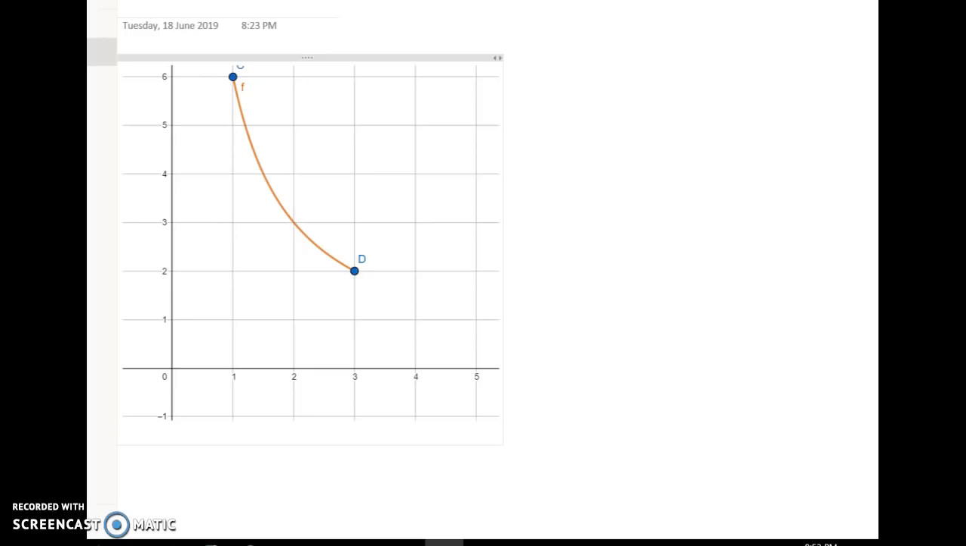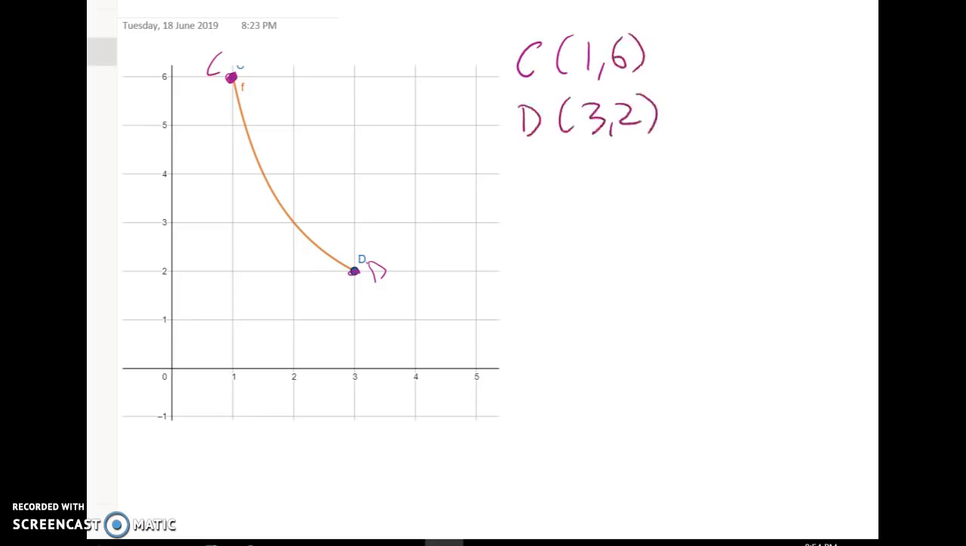So I'm going to start by saying, what are the 2 points that I've got? Well, I've got point C here, and point D here. Right, so C is (1, 6), and D is (3, 2). Okay, so if you think about the families of curves that we've looked at, there are quite a few that might fit here. The first one that you might look at, which is quite nice and easy, is a hyperbola, right? So choice 1 is a hyperbola.